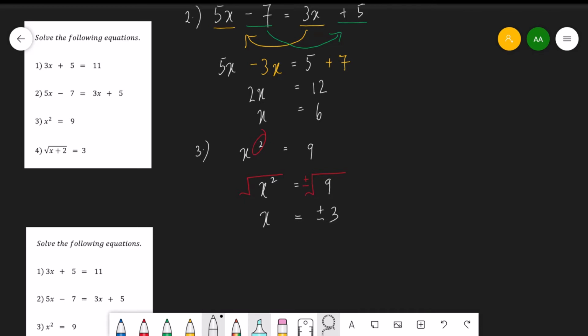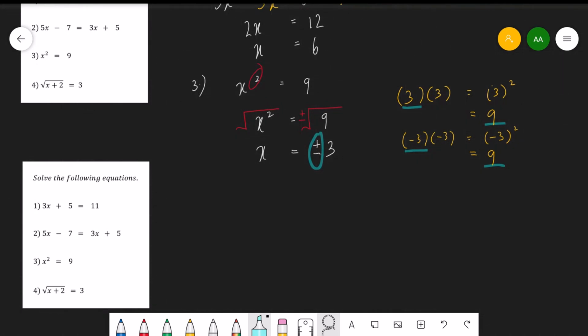Some of you might be asking, why is there a plus and minus for this? Let's look at this. A positive 3 multiplied by positive 3, which is the same as 3 squared, equals 9. If we have negative 3 multiplied by negative 3, which is the same as negative 3 squared, you also get 9. So in this case, both negative 3 and 3 will give you the same answer of 9. That's why we have two answers, plus and minus 3.